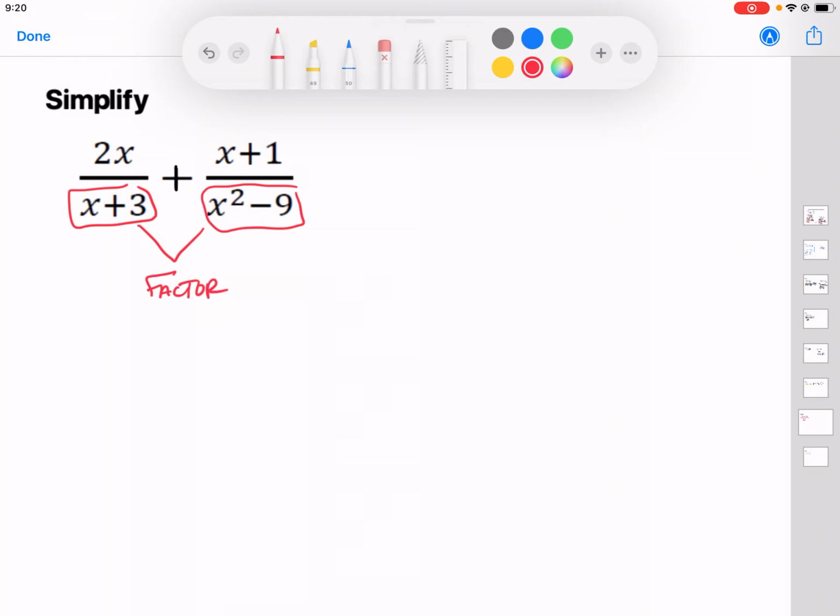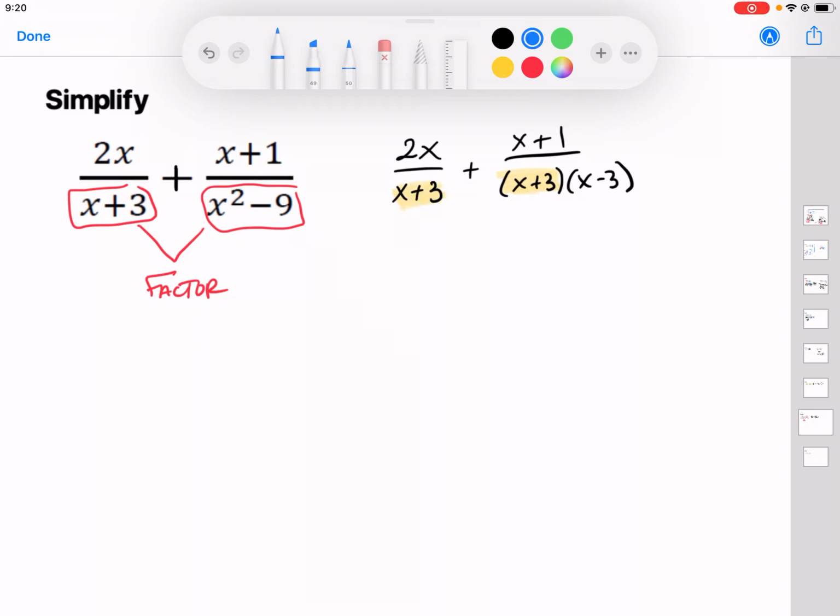The first one doesn't factor, so I'm going to keep it exactly as is. The second one does factor. It's a difference of perfect squares. So it factors. And then notice how they already have a common factor of x plus 3.